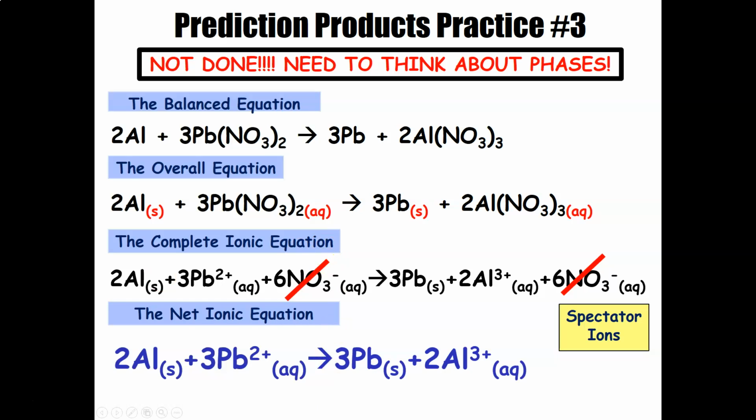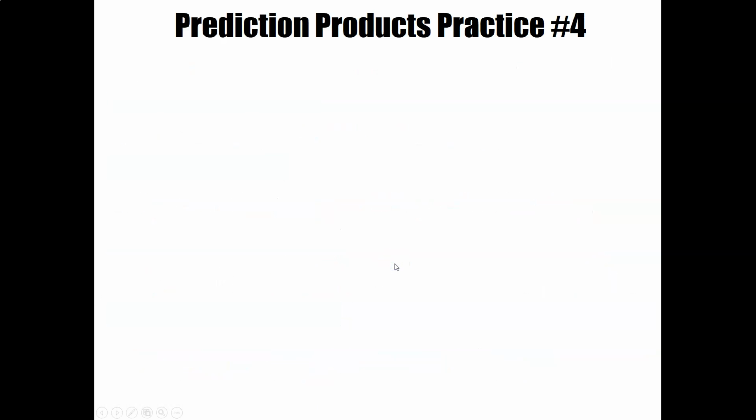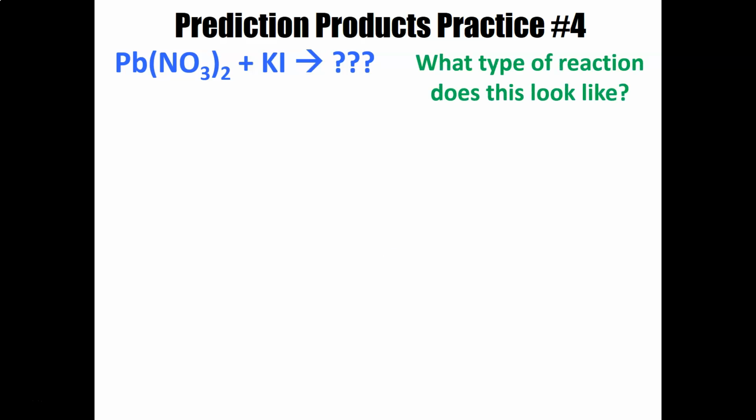Okay. All right. Let's do number 4. This time we have lead 2 nitrate, and it's going to react with potassium iodide. So I wrote the formulas for you this time. What type of reaction does that look like? We have to know the type so that we know what pattern to follow.